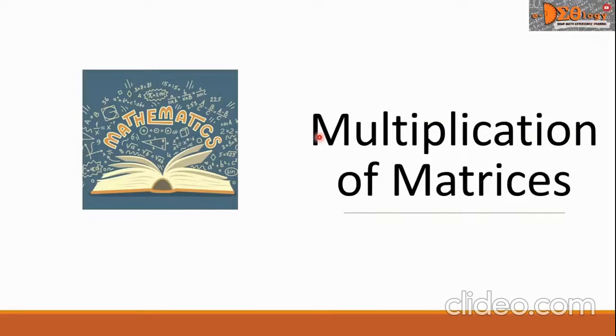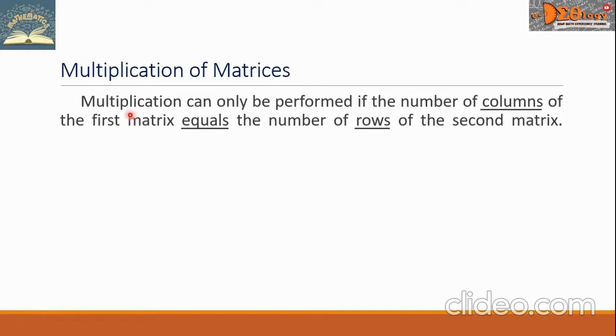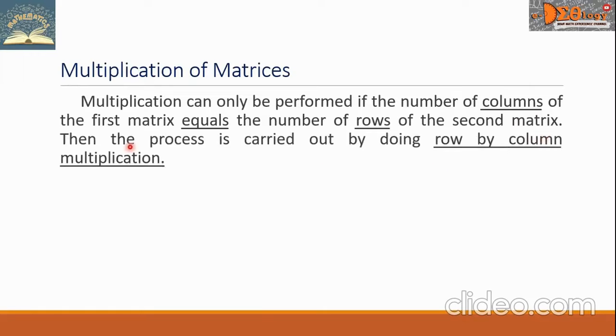Hi everyone. Today we're going to study multiplication of matrices. Multiplication can only be performed if the number of columns of the first matrix equals the number of rows of the second matrix. Then the process is carried out by doing row by column multiplication.